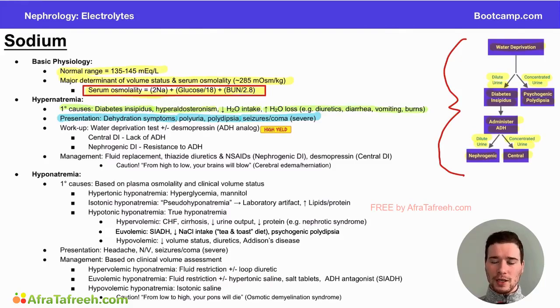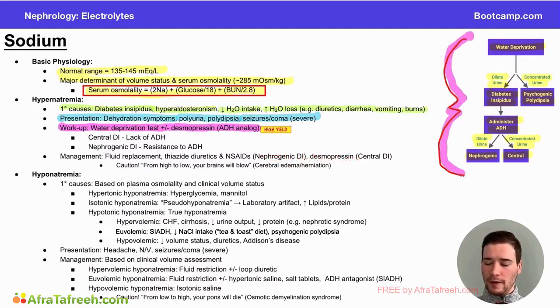So the workup for this condition includes what we talked about with the water deprivation test, as well as a plus or minus for desmopressin, which is an ADH analog. This is really high yield to understand. We went over it, but if you guys aren't really sure or not feeling super confident with it, go back and watch that little section again.